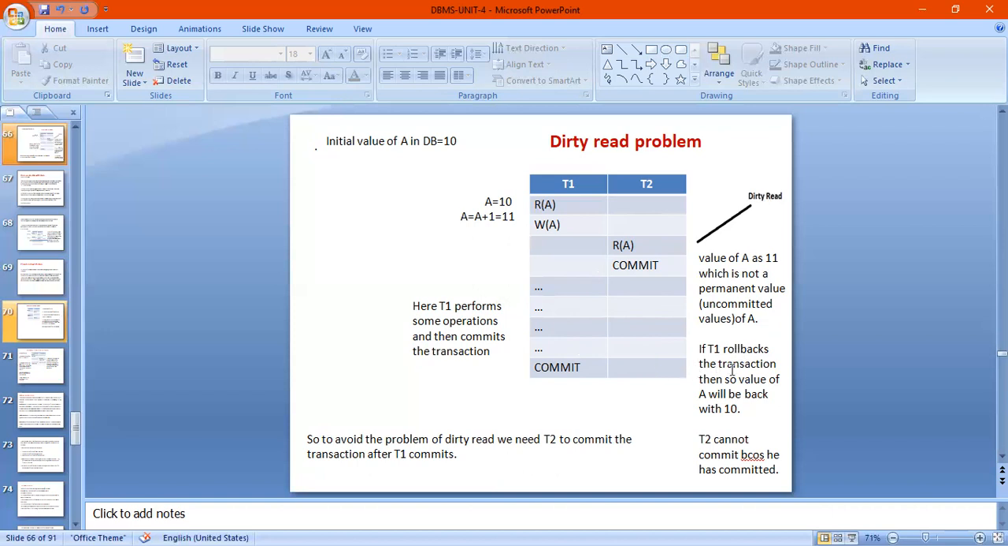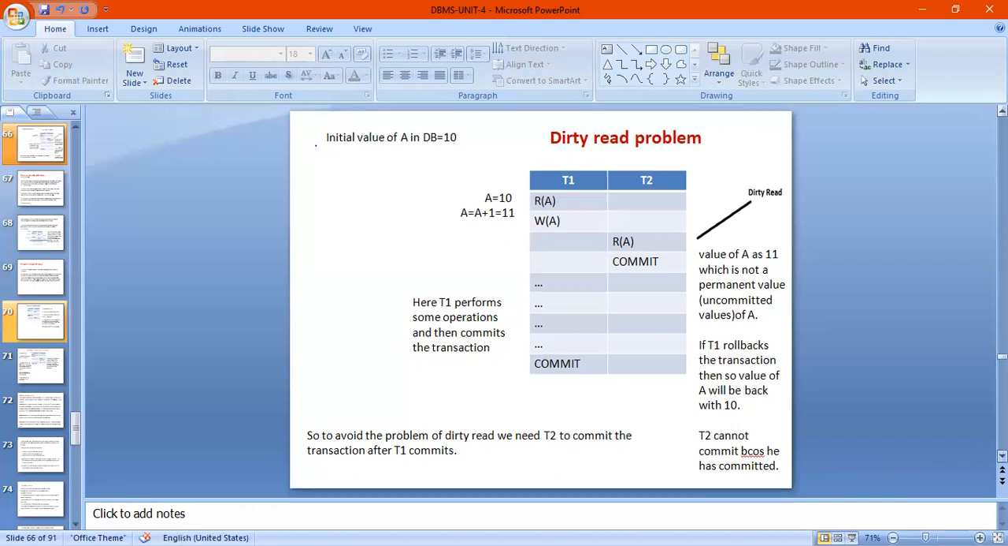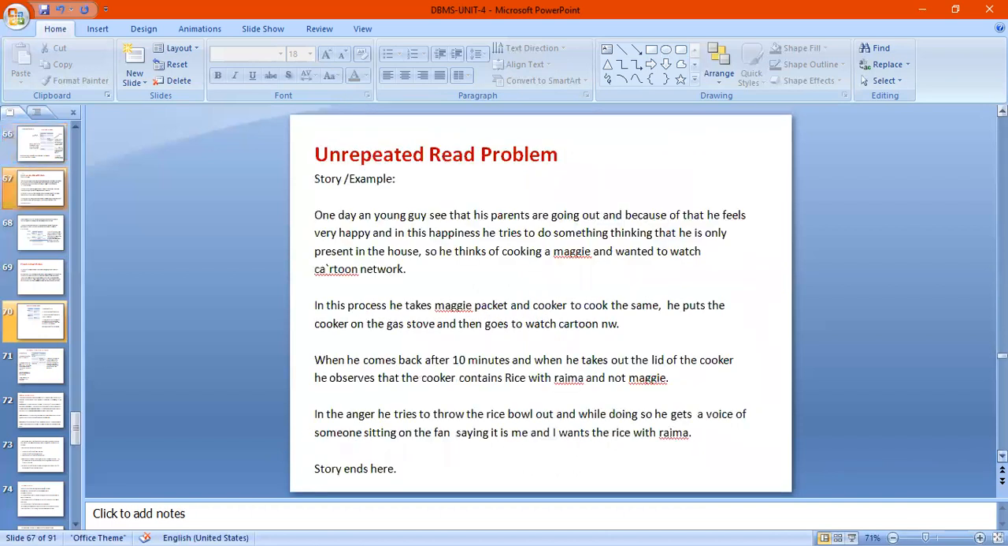If T1 rolls back the transaction, then the value of A will be back to 10. So to avoid the problem of dirty read, we need T2 to commit a transaction only after T1 commits. T2 cannot commit because it has already committed. So this is the state. The example is very beautiful. Better not to follow this.